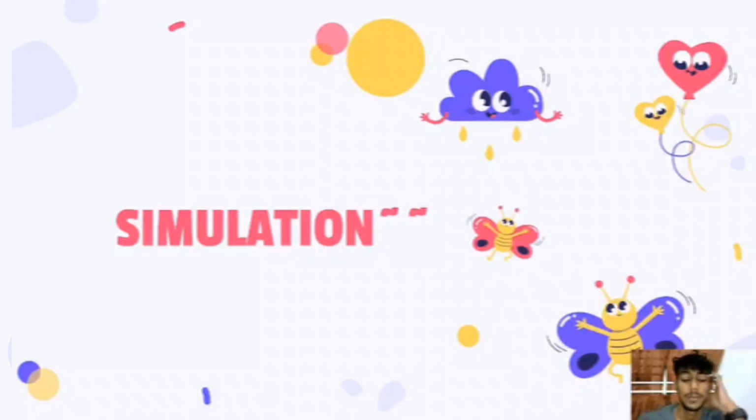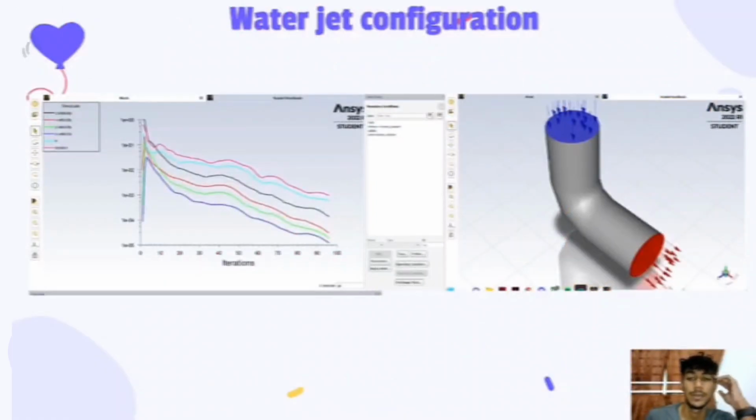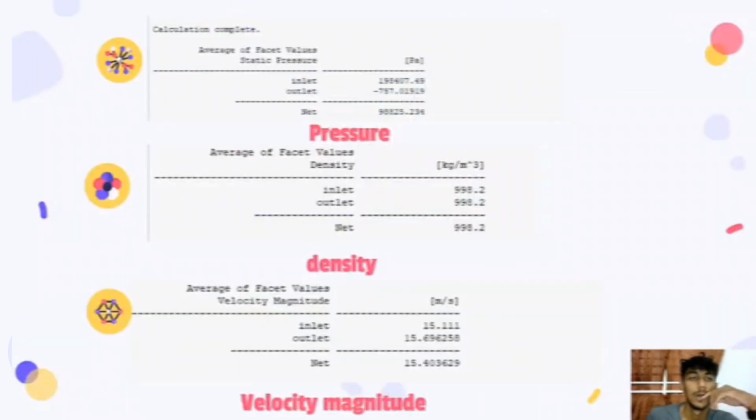Assalamualaikum. So for today, I will be presenting about the simulation part. Okay, this is the water jet configuration. The right one is the elbow pipe that I've designed, and the left one is the graph for the elbow pipe. Okay, so this is the pressure that I got from the elbow pipe, the pressure, density and velocity magnitude.